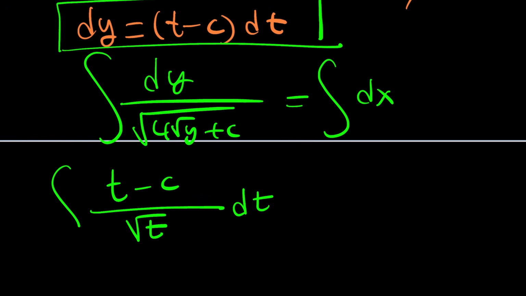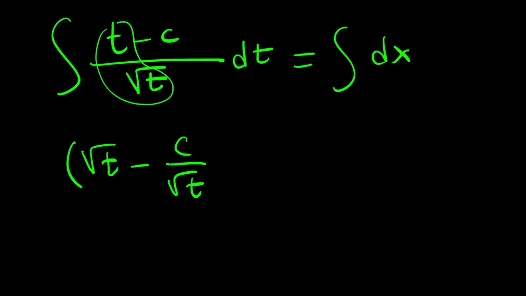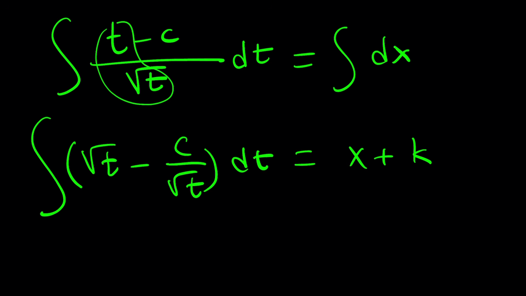And now this is super duper easy to integrate. Let's go ahead and separate this. This is going to be square root of t minus c over square root of t. And you do know how to integrate square root of t, don't you? If you don't remember that, I can tell you. And now can I just write x plus k, a constant now? Okay, I think it's the right time.